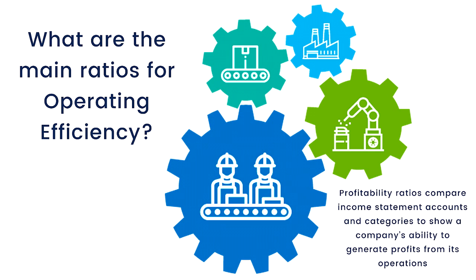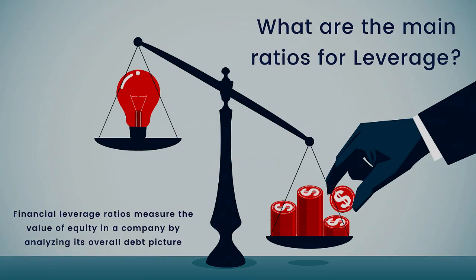In other words, the financial leverage ratios measure the overall debt load of a company and compare it with the assets or equity. This shows how much of the company assets belongs to shareholders rather than creditors. The main leverage ratios or debt ratios are the debt ratio itself, the debt to equity ratio, and the equity ratio. Now talking about profitability.